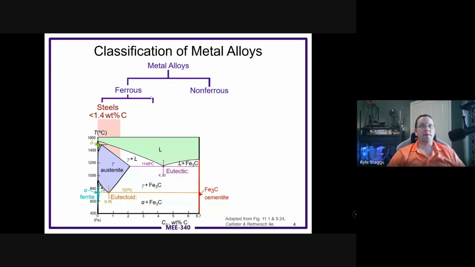But we have ferrous materials, so we have iron on the left side, which is just pure alpha ferrite. We have steels below about 1.4 weight% carbon, and then high carbon steels up to typically 2 to 3 weight%. Above 3 weight%, 3 to 4.5 are cast irons. So the reason being lower melting temperature. So these are easier materials to cast at 1150 C versus all the way over here at 1600 C, right?